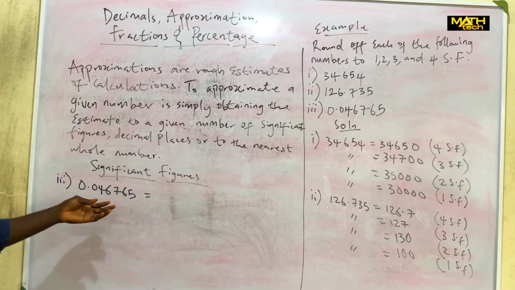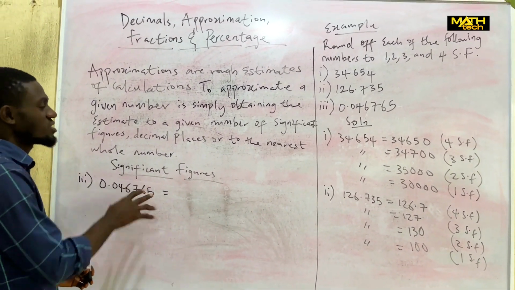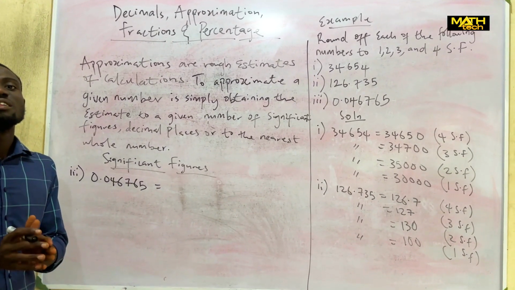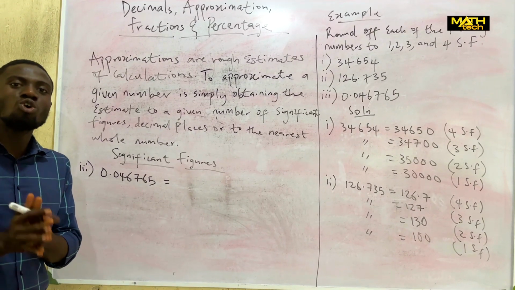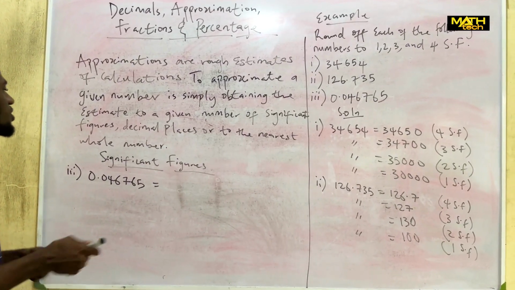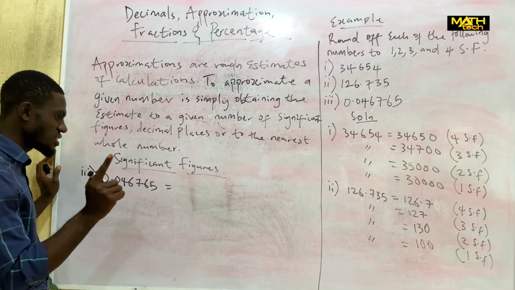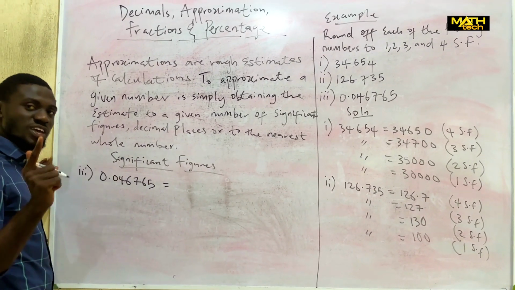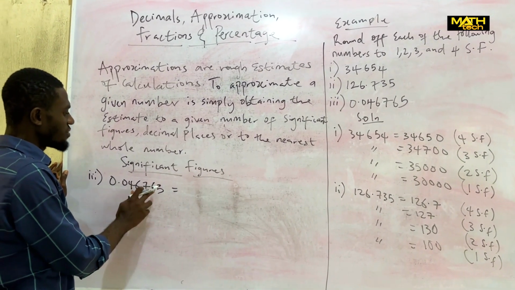So now for the third example, this is what we'll be doing now, 0.046765. Now don't forget, the first significant figure must be the first non-zero digit. So the first significant figure should be the first non-zero digit. This is 0, this is 0. So the first non-zero digit here is what? 4. So this will be 1, 2, 3, and 4.